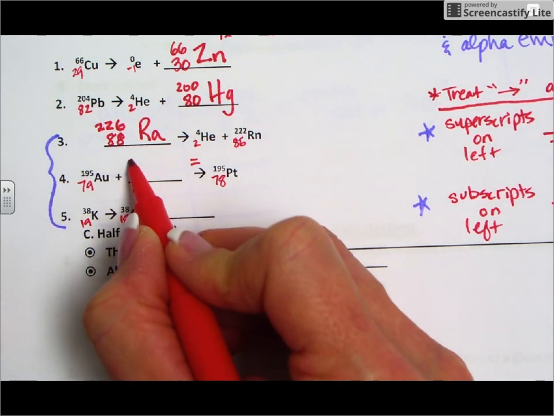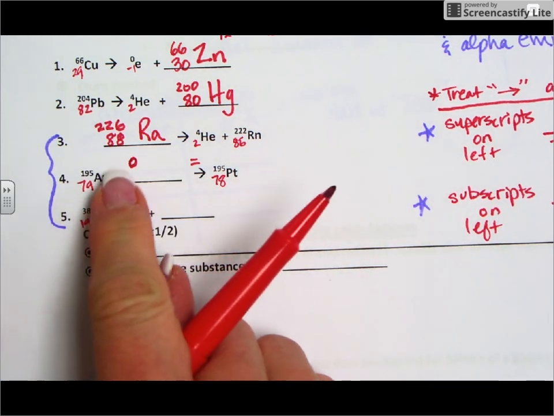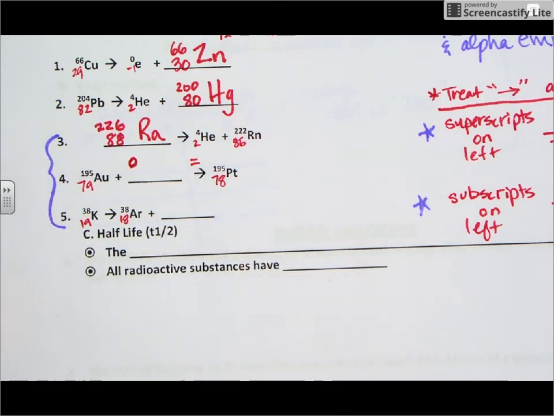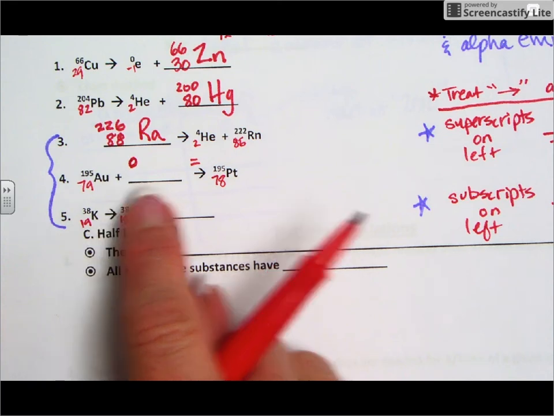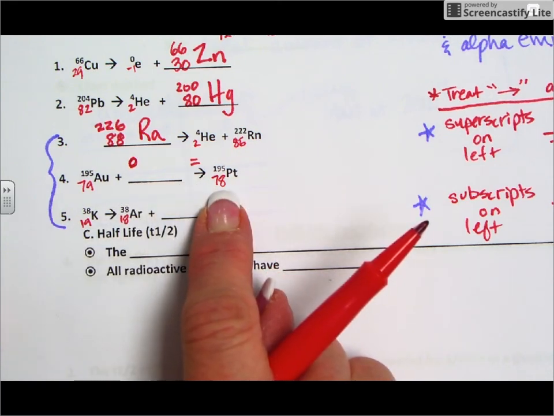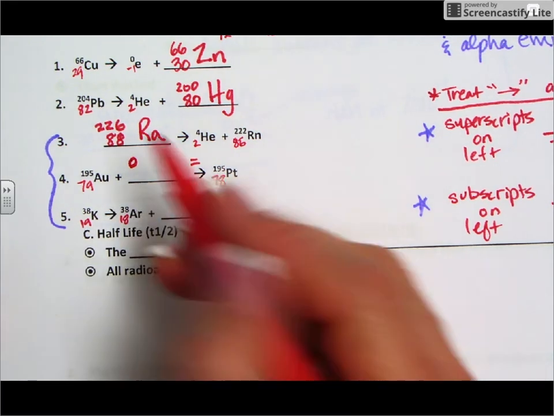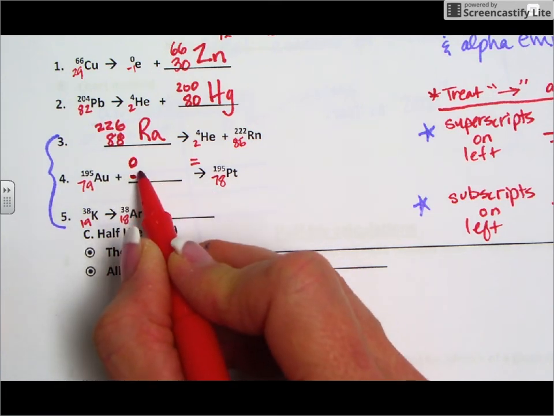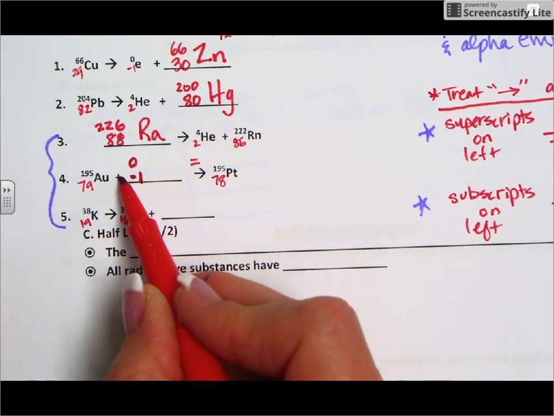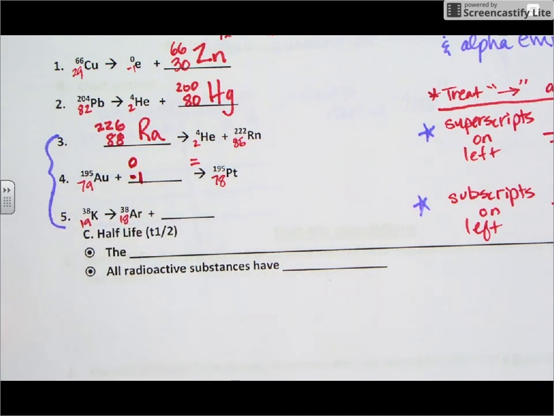Well, obviously, it's a 0 that goes up top. 195 plus 0 is equal to 195. On the bottom, 79 plus what equals 78? Now remember, in order to get a 78 over here, it must be a negative sign here. So negative 1 plus 79. So 79 minus 1 equals 78.